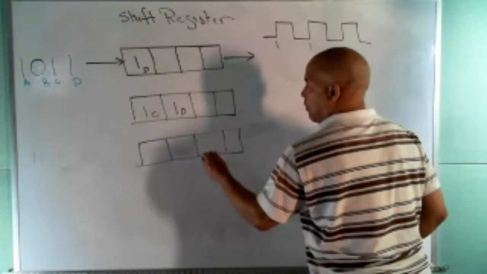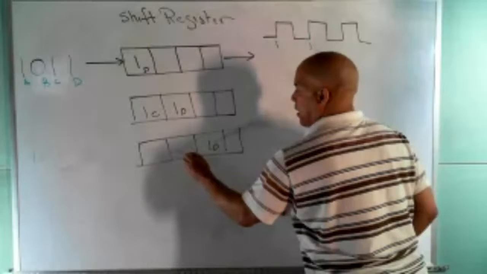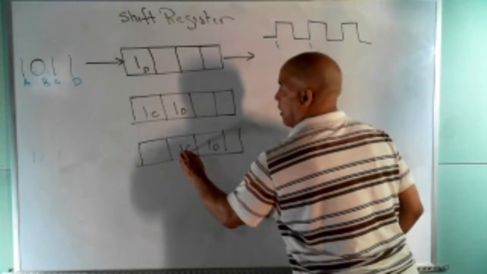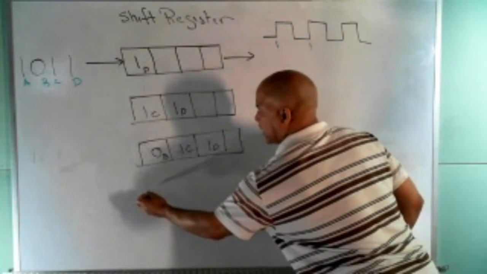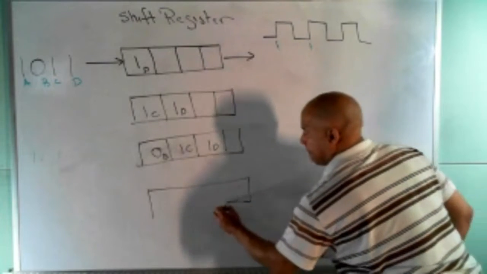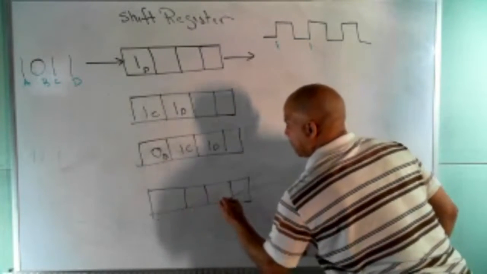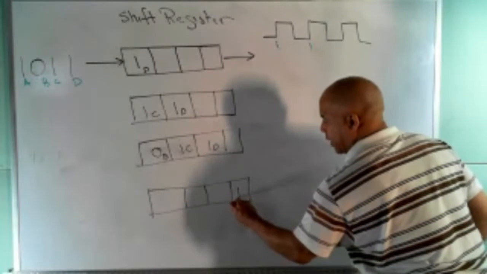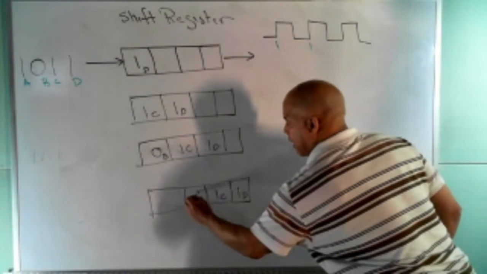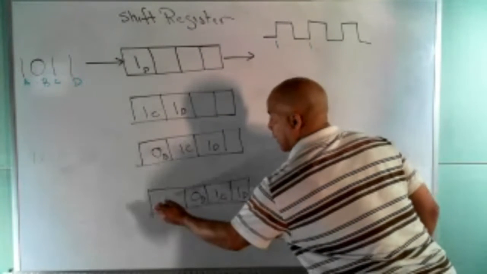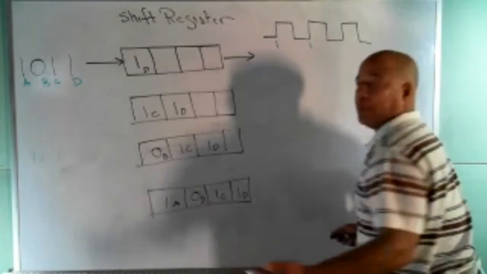This is going to move over, so I got 1D here, I got 1C here, B is a 0, so 0B, and then on the last click of the clock, this moves over, so I got 1D there, I got the 1C there, I got 0B, and I got 1A, and now my shift register is loaded.